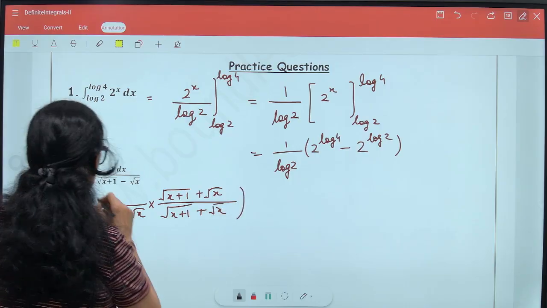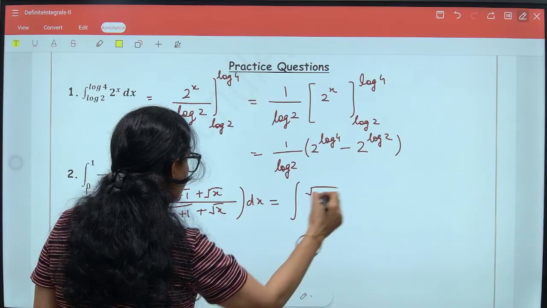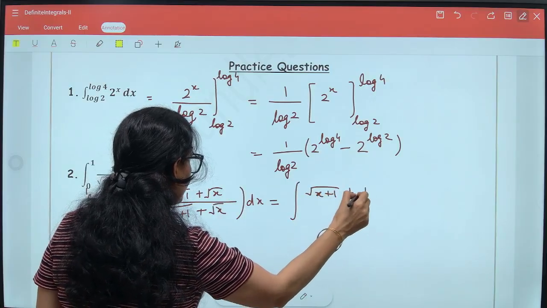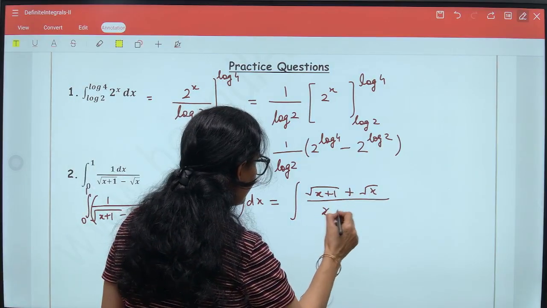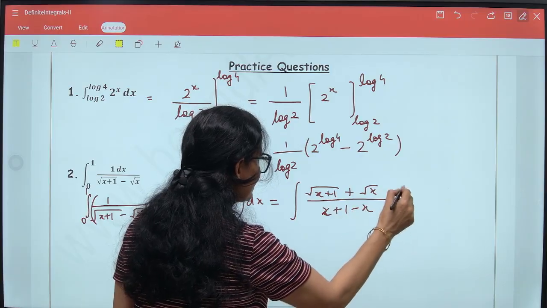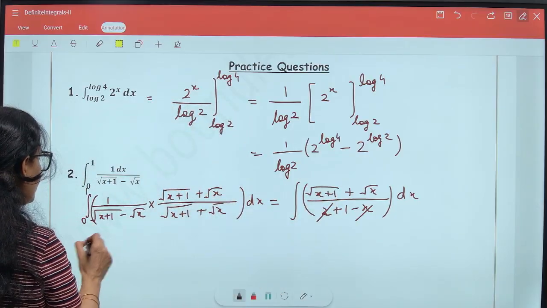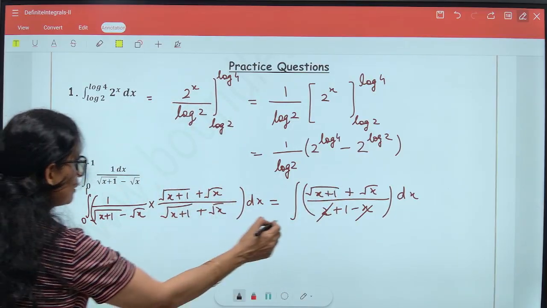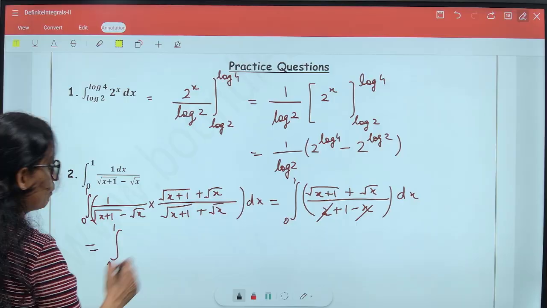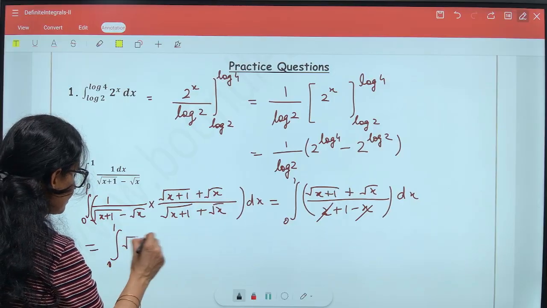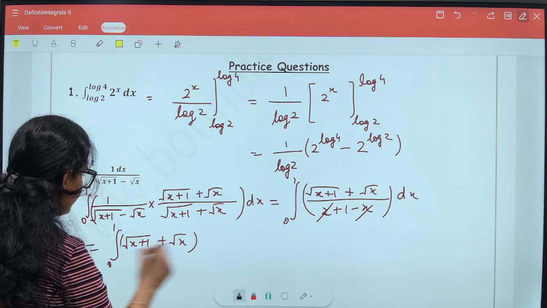So in the numerator, what we have is the integral of square root of x plus 1 plus square root x, and in the denominator we have x plus 1 minus x. So that means this x gets cancelled in the denominator. Now this becomes a simple expression that we can integrate. Don't forget to put the limits. This is very important. So 0 is the lower limit and 1 is the upper limit, and the expression is square root of x plus 1 plus square root of x, and we have dx.